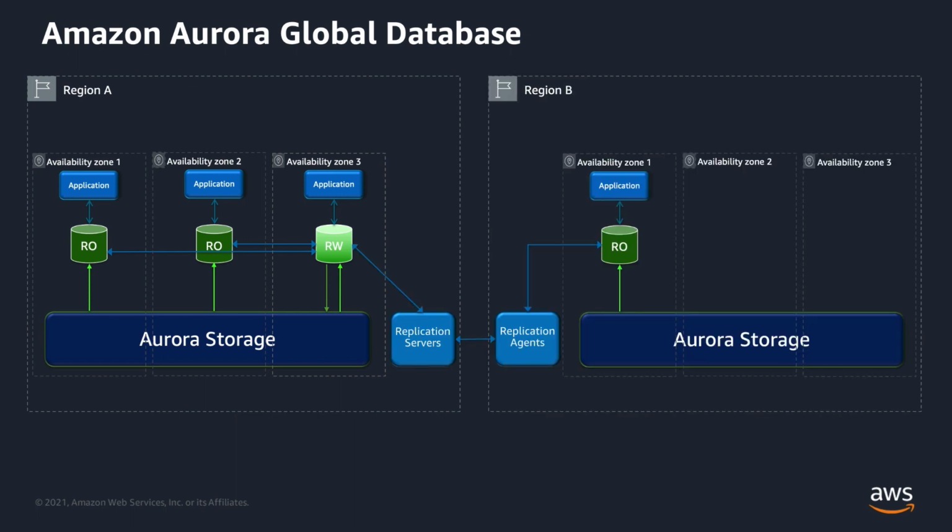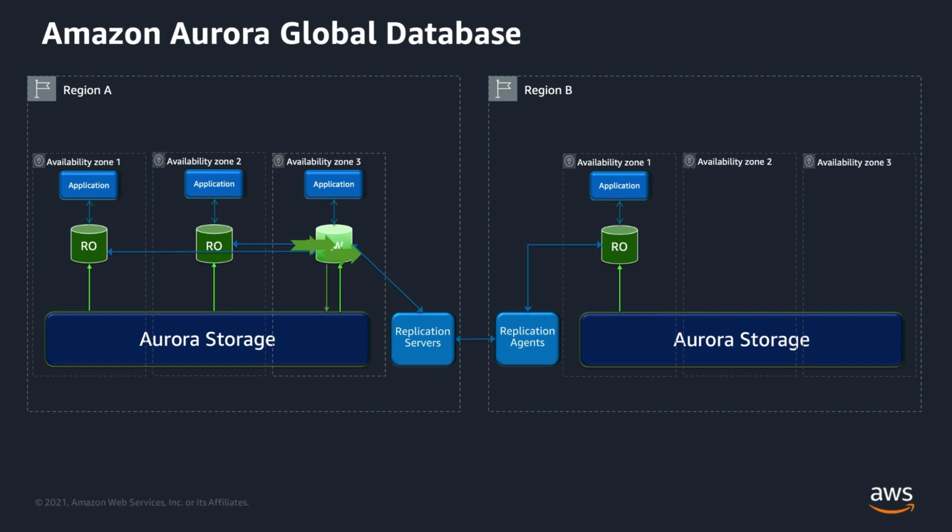Now with global database, we have region B. This is a completely different region in a different geographic location across the world. And here we have the same architecture, but we have just one read-only node with a shared storage volume. Note that here on the region A side, we have a fleet of replication servers, which interacts with a fleet of replication agents in the other region.